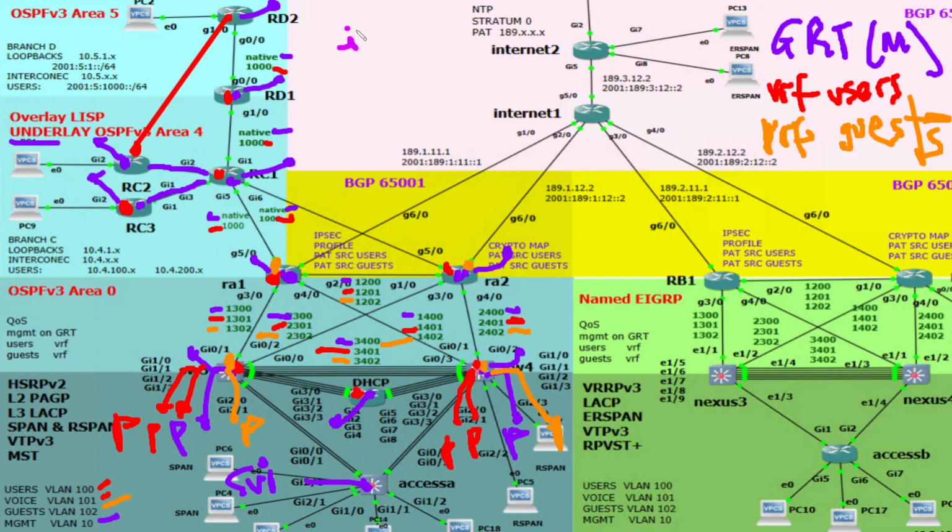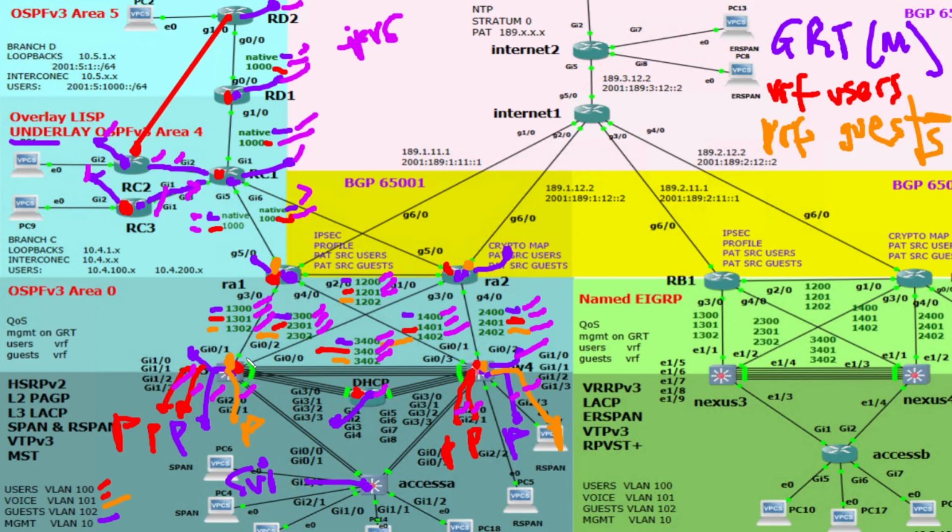Notice that given we're using OSPF version 3, we need to enable IPv6 everywhere. We need to enable IPv6 in this subinterface, in all of these subinterfaces, in this loopback, in this subinterface, in this loopback, everywhere. We need IPv6 everywhere because we are running OSPF version 3.